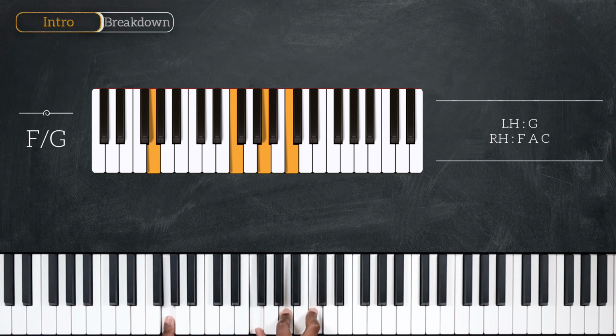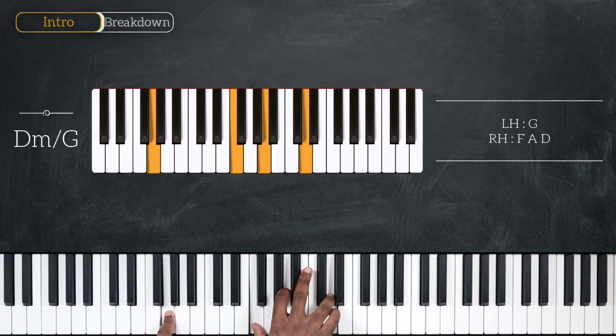Then from here, I'm going to change one note, and that's the top note from C up to D. Now I'm playing D minor, F, A, D, with G on the bass. D minor over G.